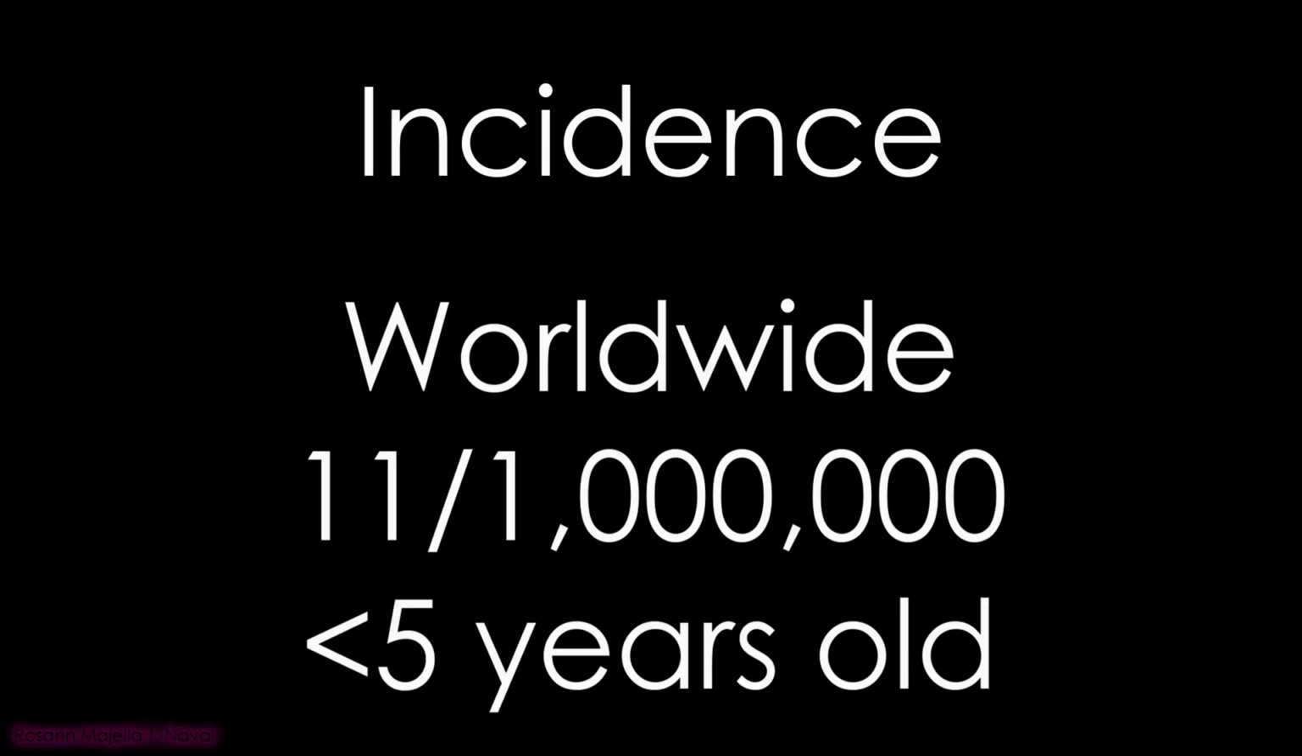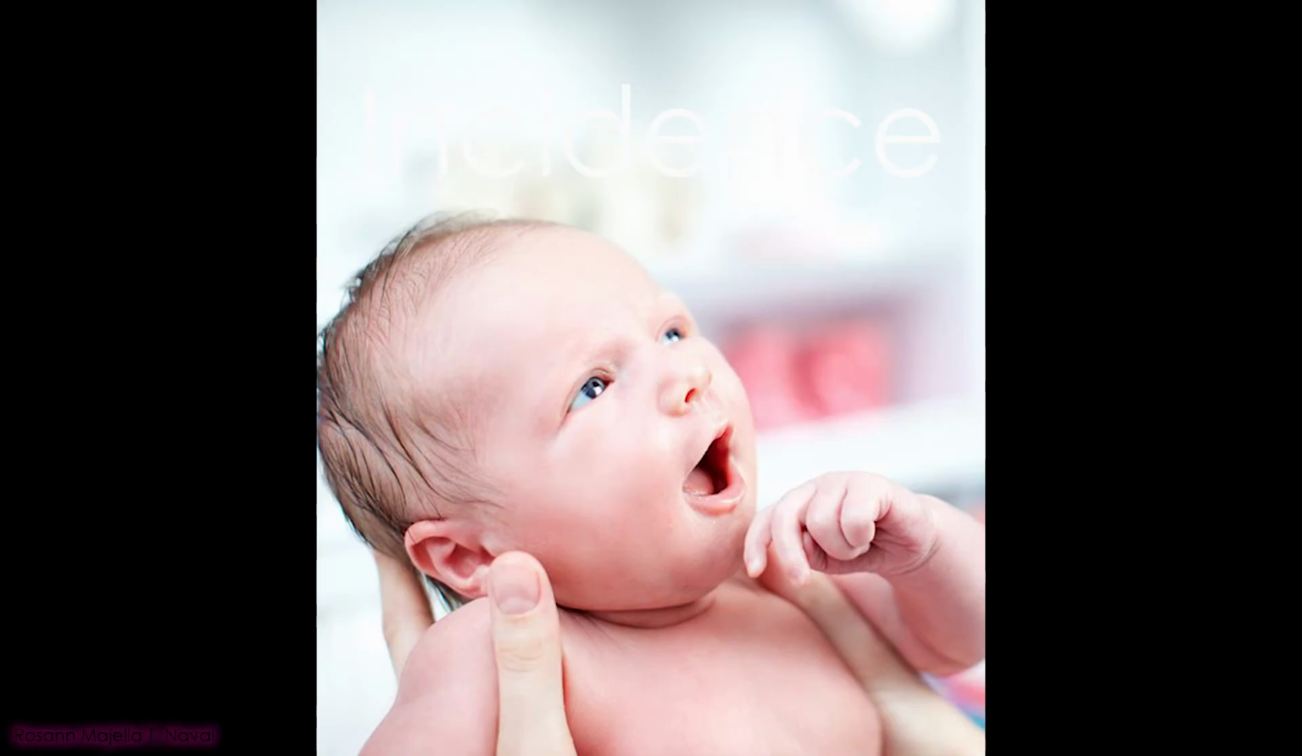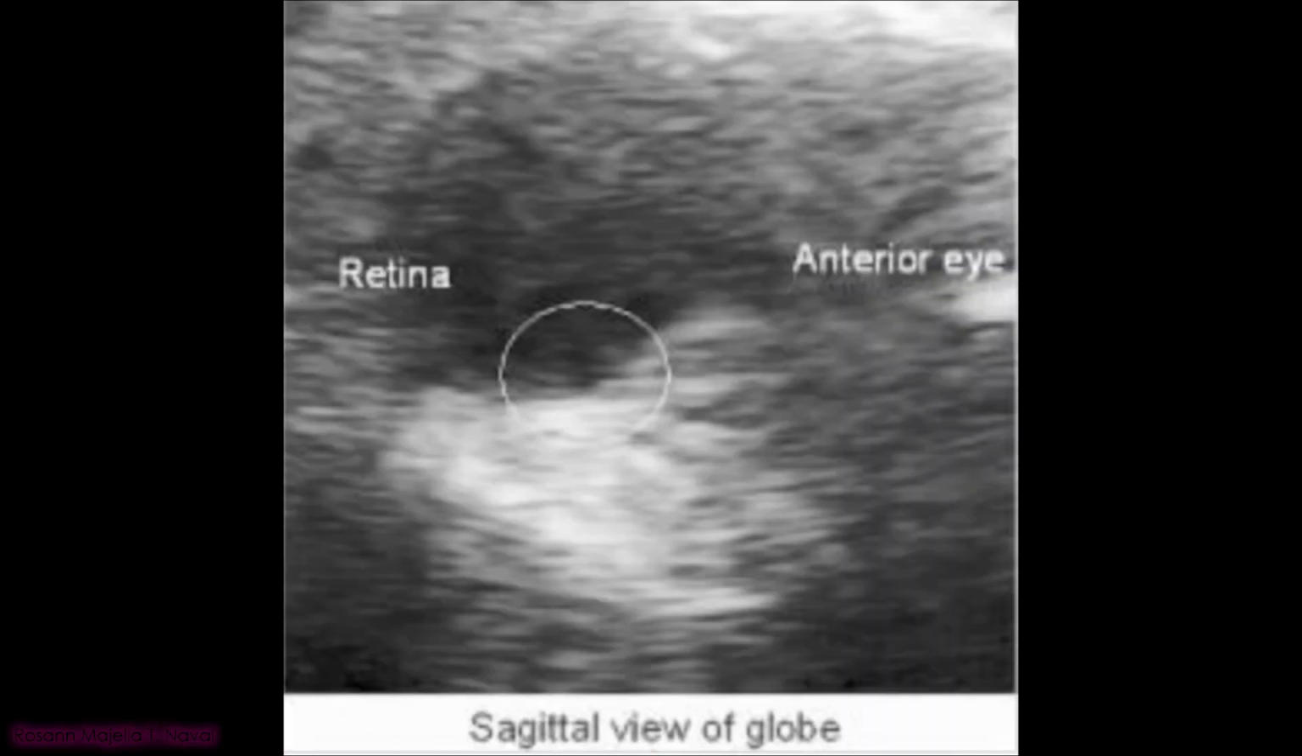Incidence. Worldwide, the incidence of retinoblastoma is recorded to be about 11 cases per million children younger than 5 years. Most develop within the first few years of life. Some are present at birth, and occasionally, they have been identified by prenatal imaging.